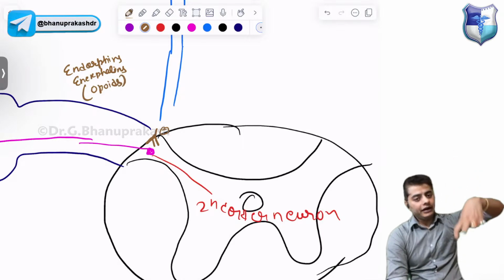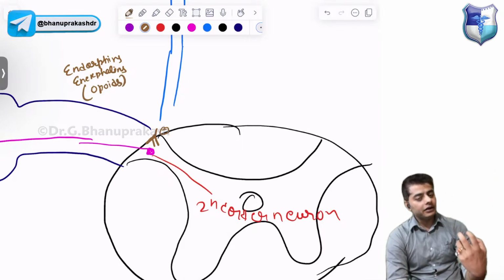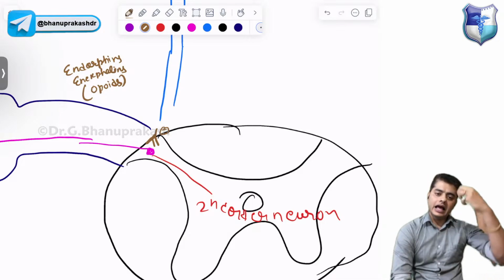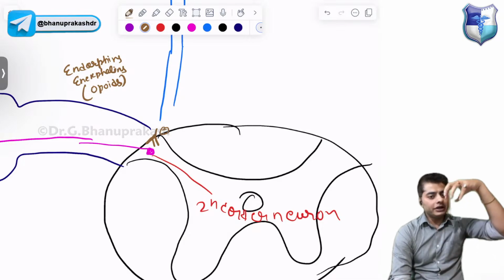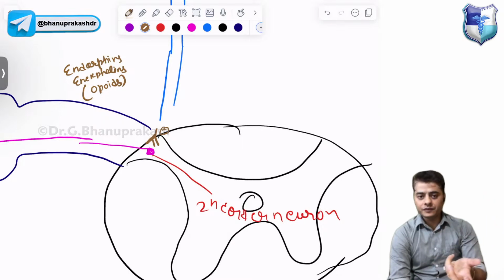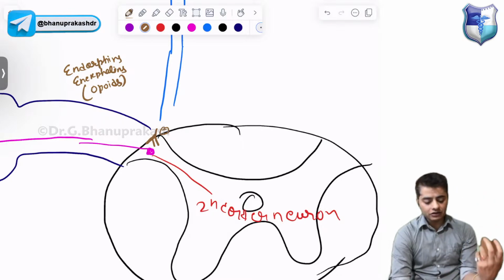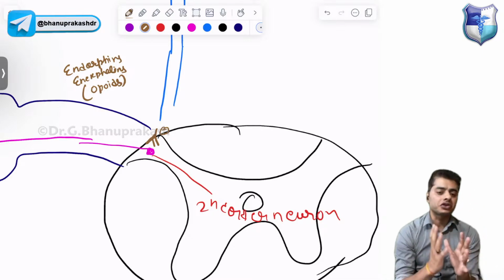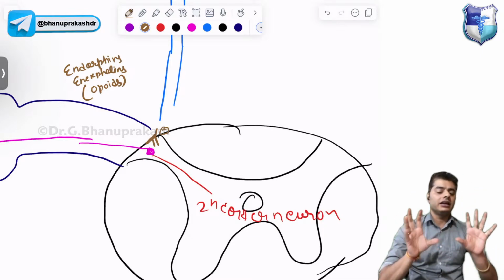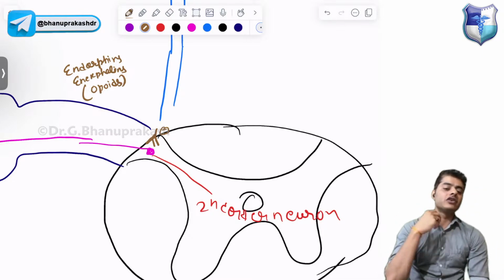So descending tracts coming from the periaqueductal gray matter and periventricular gray matter have some interneuron connection with that synapse of the first order neuron and second order neuron. And through that interneuron, it inhibits this. And the chemicals through which it inhibits are known as endorphins and enkephalins, and they just have an opioid-like structure.